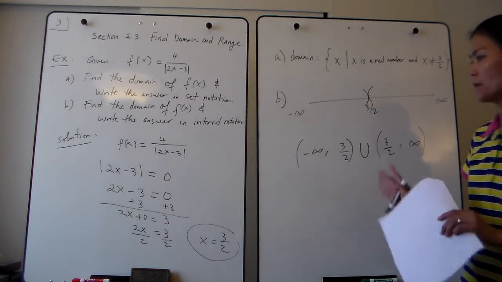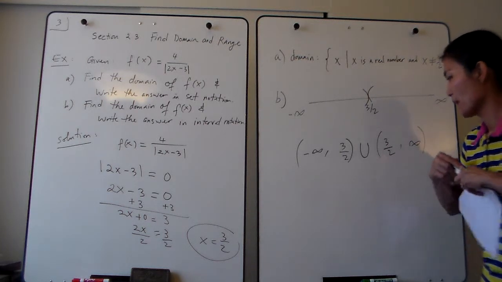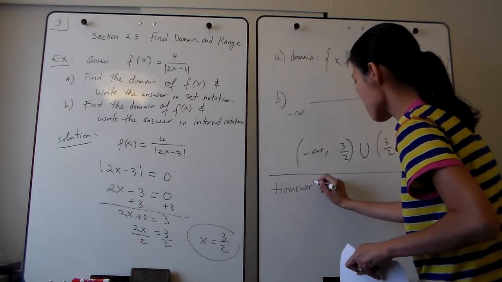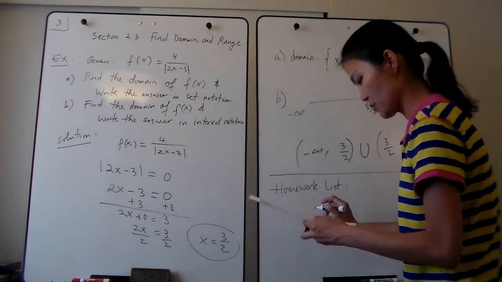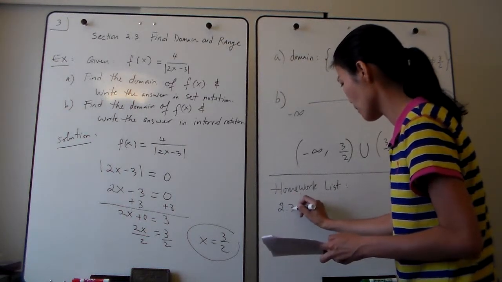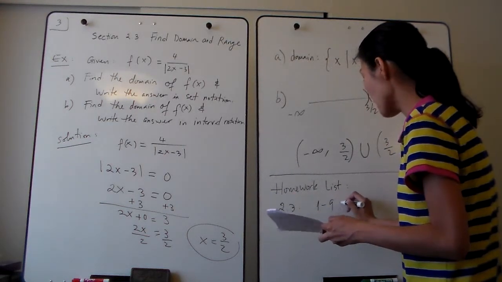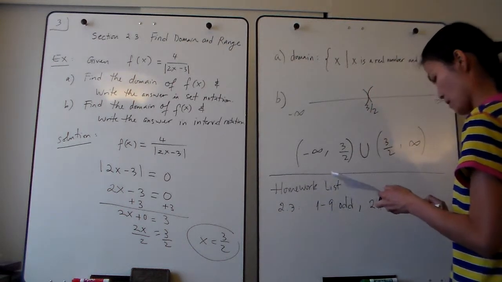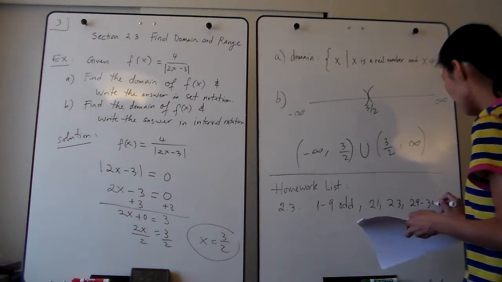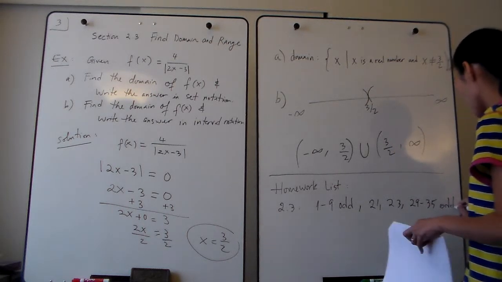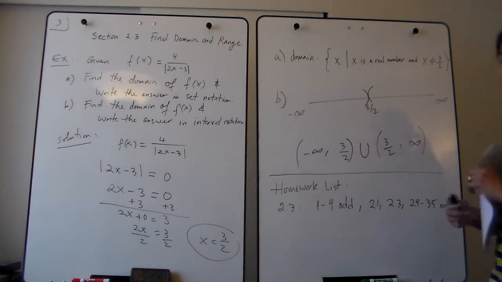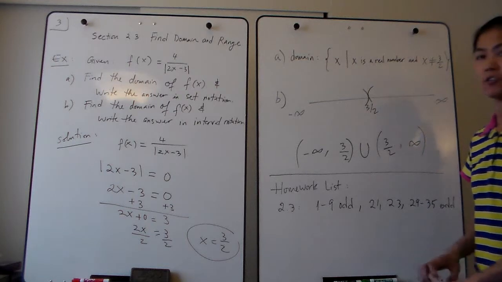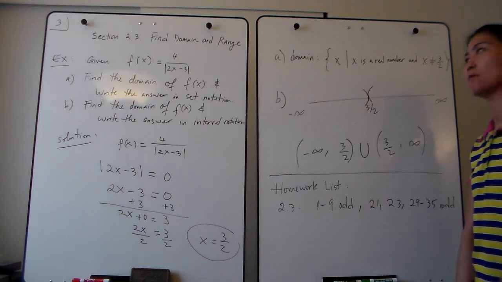And up to this point, we're done with section 2.3. Let me give you the homework list for section 2.3: 1 to 9 odd, 21, 23, 29, 35 odd.